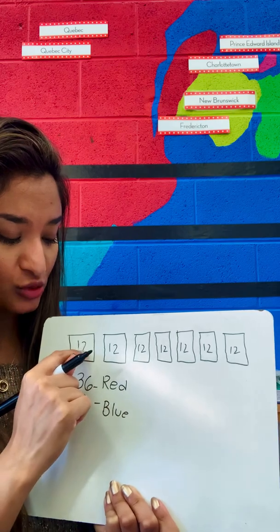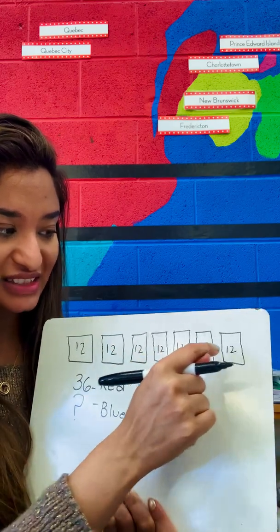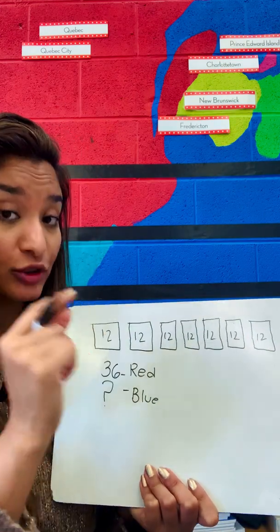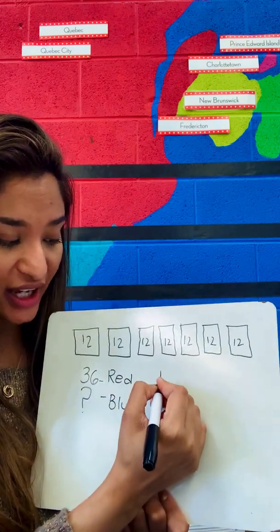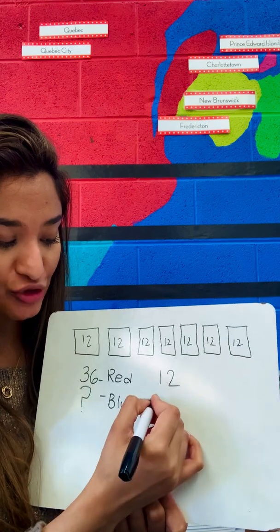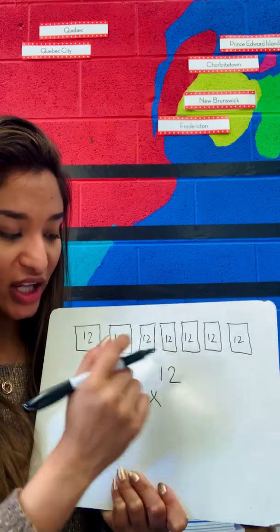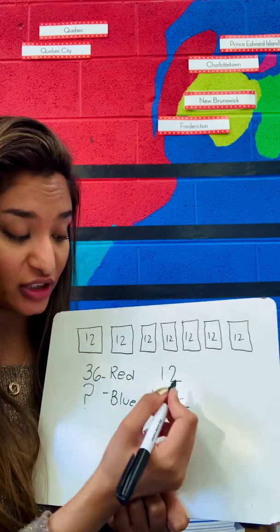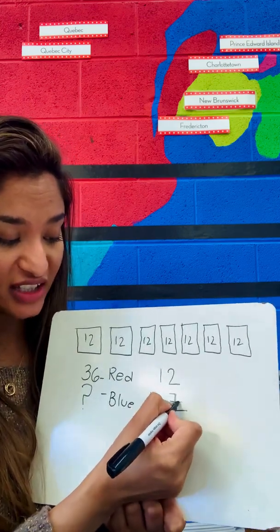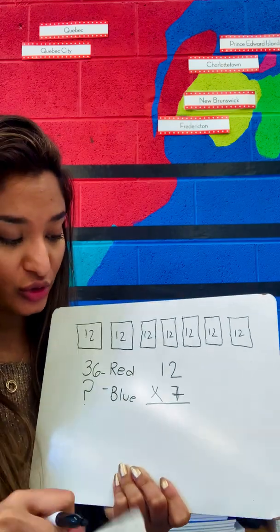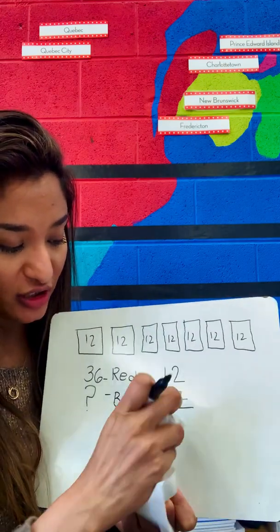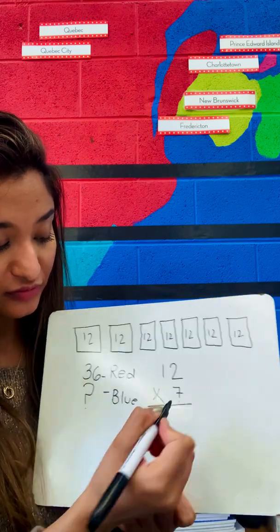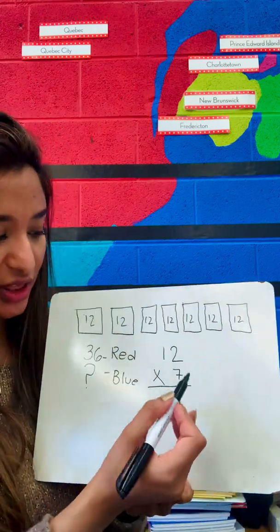So how many boxes do I have? 1, 2, 3, 4, 5, 6, 7. I have 7 boxes, and in each of these boxes I have 12 pens. So I can actually multiply my 12 to 7, and that will give me the total number of pens, so red and blue. Okay, so it will give me the total number of blue and red pens. Okay, so let's go ahead and multiply.